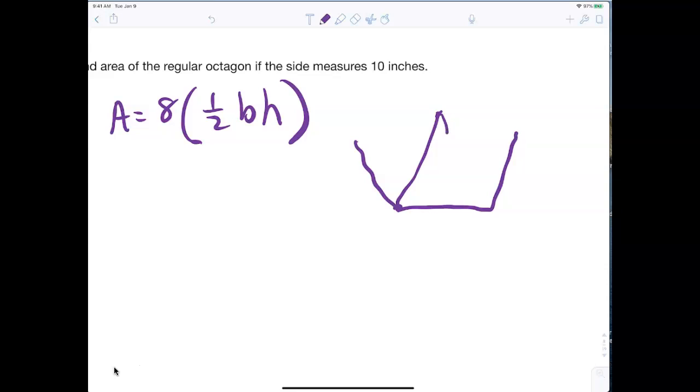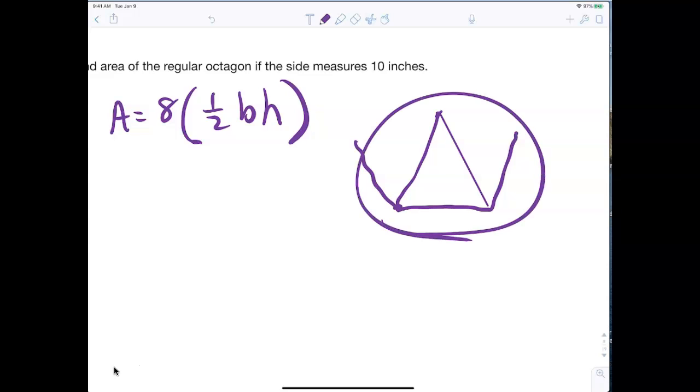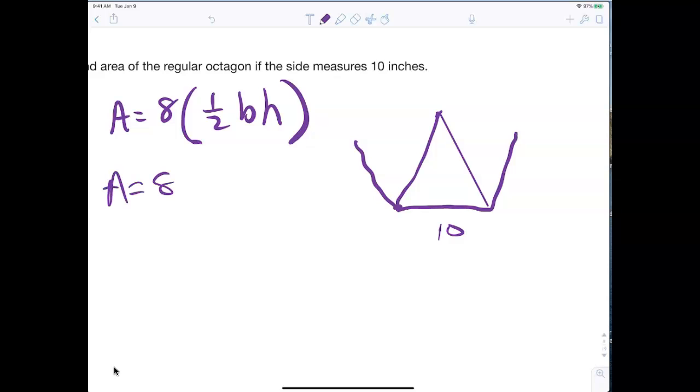This is what I'd want you to do, something like this. Do I care about the octagon? No, I just care about this triangle right here. I care about one of the triangles. Now it says the side measures 10. So this guy right here is 10, do you agree? So then area equals 8 times 1/2. What's the base? I don't know why I wrote 8. 10. Now the height is something we have to figure out.